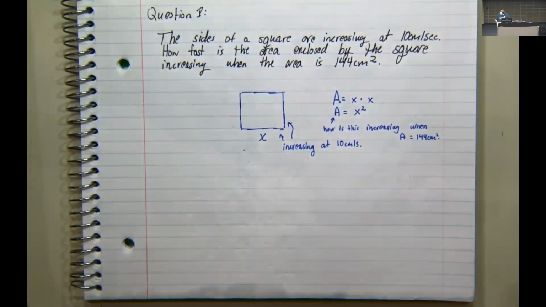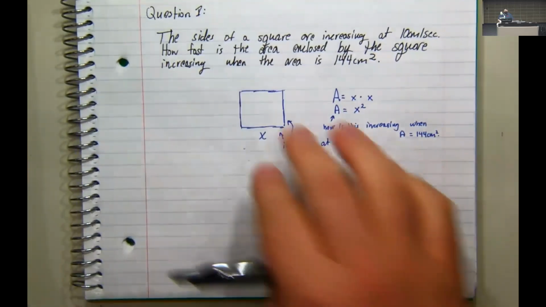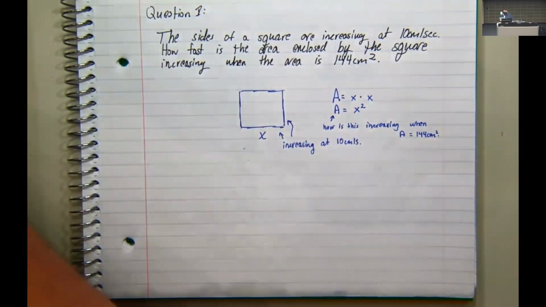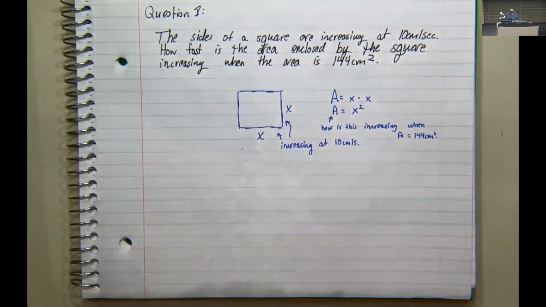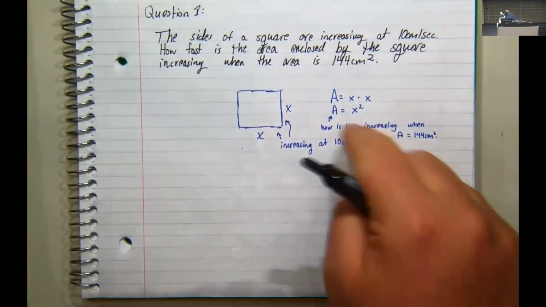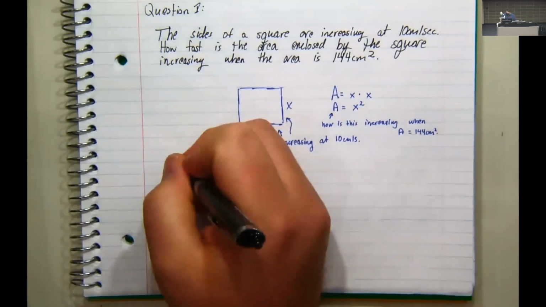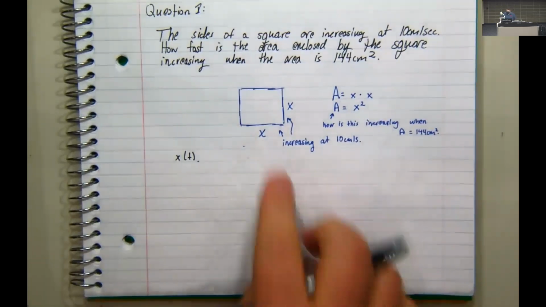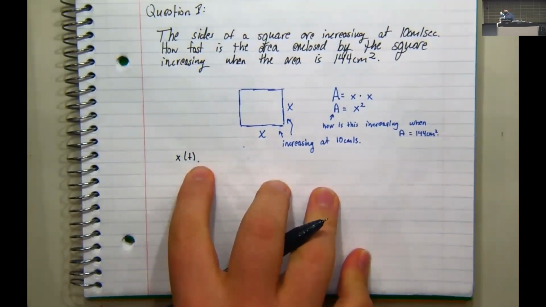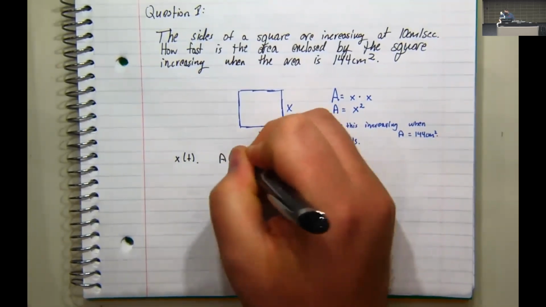Okay, so in our problem, we have a square. We obviously know that a square means the two side lengths are equal, so they can both be represented as x here, and we know that our area of a square is going to be length times width, or x times x, which gets our area to be x squared. What we also know is that x itself is a function of time, so that x, the side length, is changing as time increases. And because of this, we also know that the area is also a function of time.